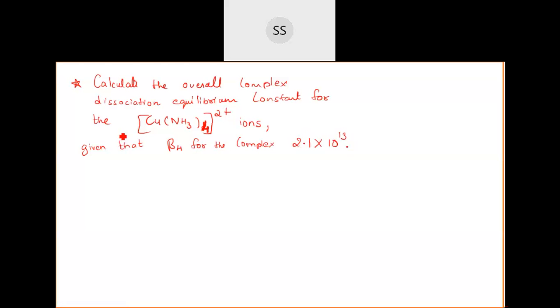Okay, this is the problem. Calculate the overall complex dissociation equilibrium constant for the complex is given Cu(NH3)4 2+ ion, given that beta 4 for the complex is so much. So values are given to you. You just have to do the reciprocal. Okay, so we will go for working out.